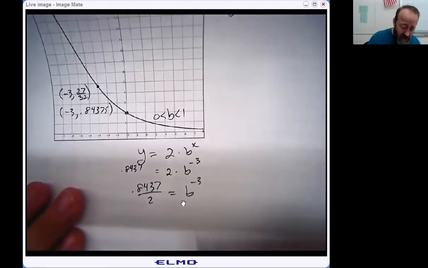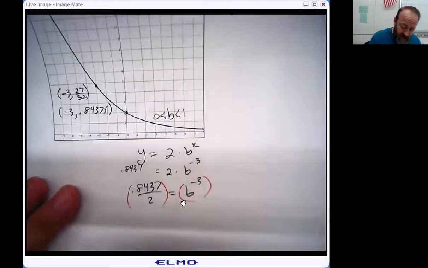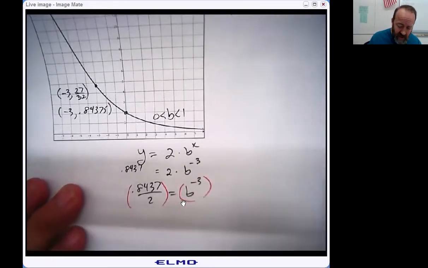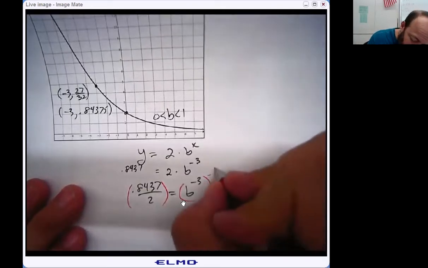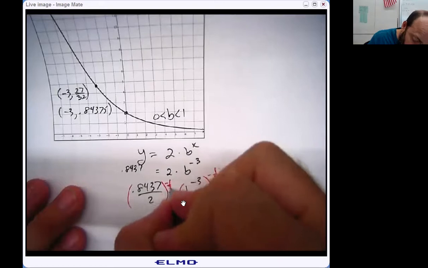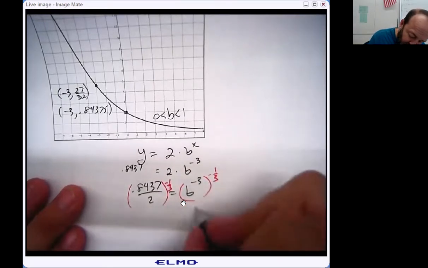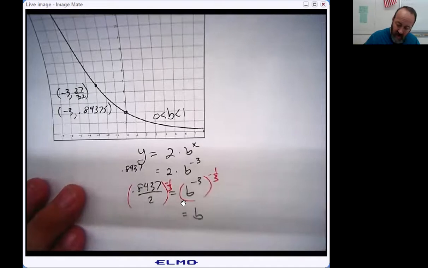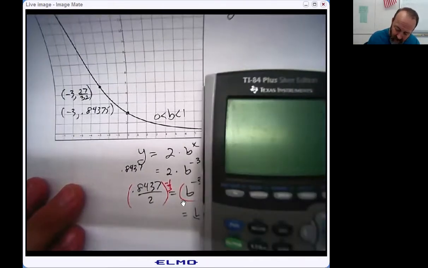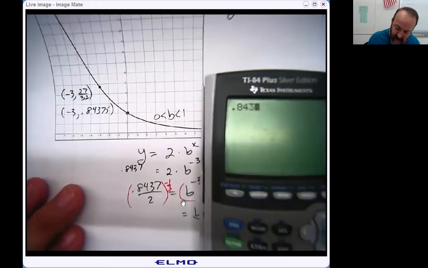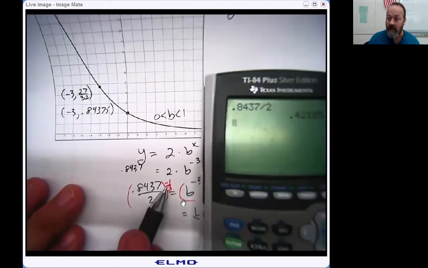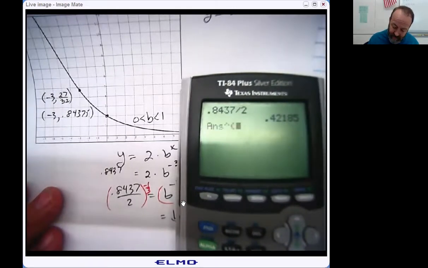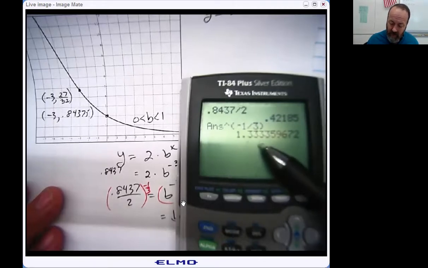So here's kind of the trick that I would use. If I wanted to get rid of that thing, the first one was easy, getting rid of a square, but this time I'm going to raise both sides to the negative 1/3 power because powers of powers multiply, so this would be b to the first. So I'm just going to find out what 0.8437 divided by 2 is, and then I want to raise that number to the negative 1/3 power. And I got 1.333, which I know was supposed to be 4/3.